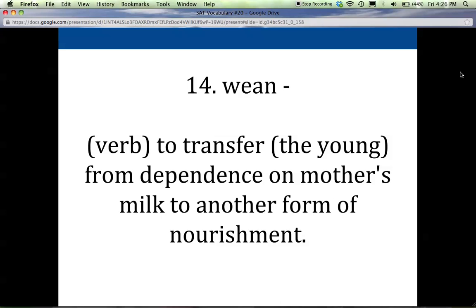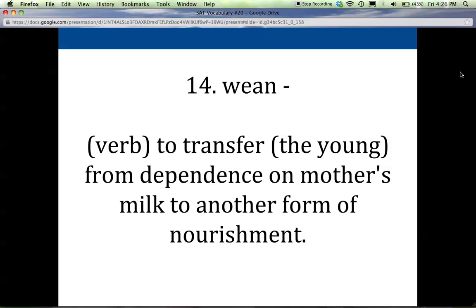14 is to wean. It's a verb. And the literal meaning is to transfer the young, a child or a young animal, from dependence on the mother's milk to some other form of nourishment. So when moms stop breastfeeding, they wean their children. But this word is also used anytime you slowly stop doing something or slowly quit something. Some people slowly wean themselves off cigarettes, and maybe they chew nicotine gum, and they're trying to get off cigarettes because they know it's a bad habit. They're trying to wean themselves.